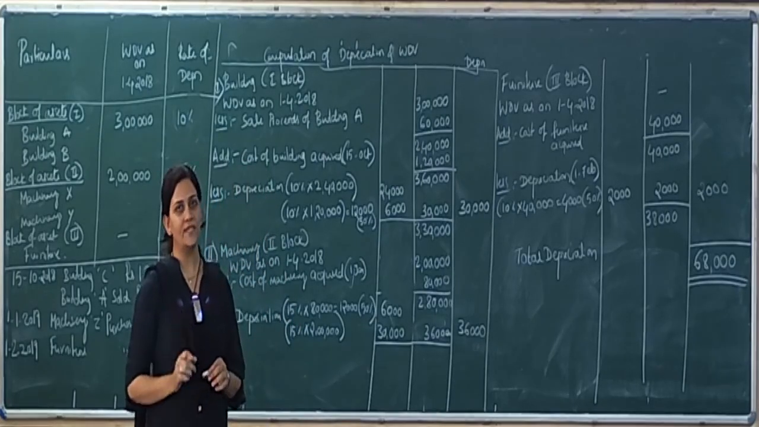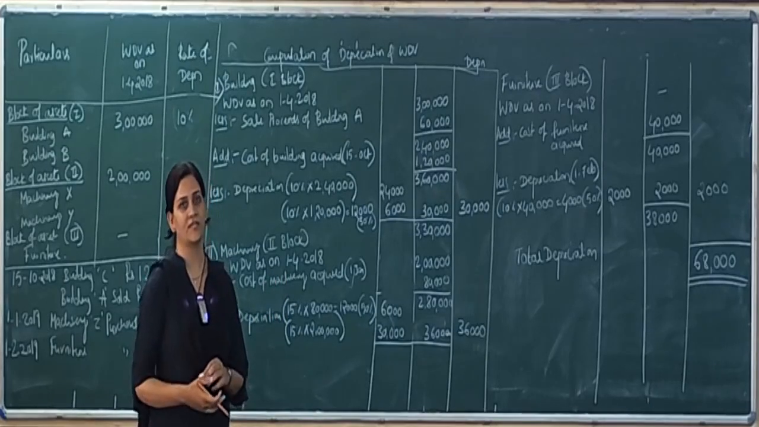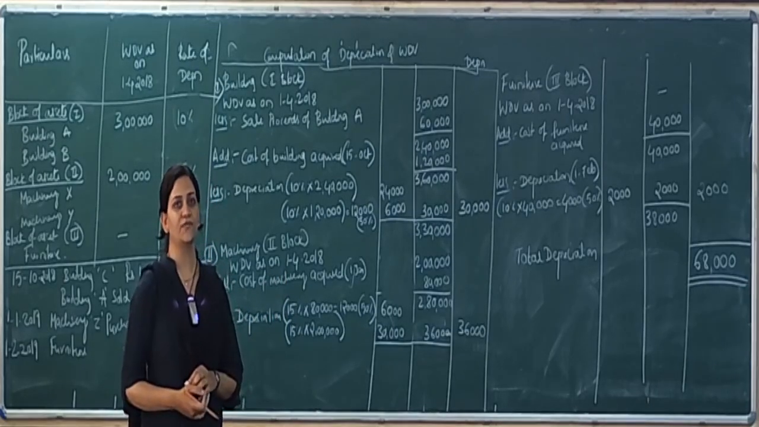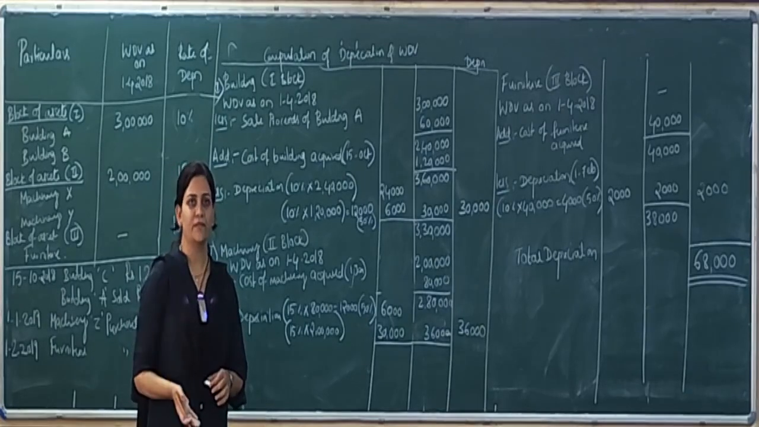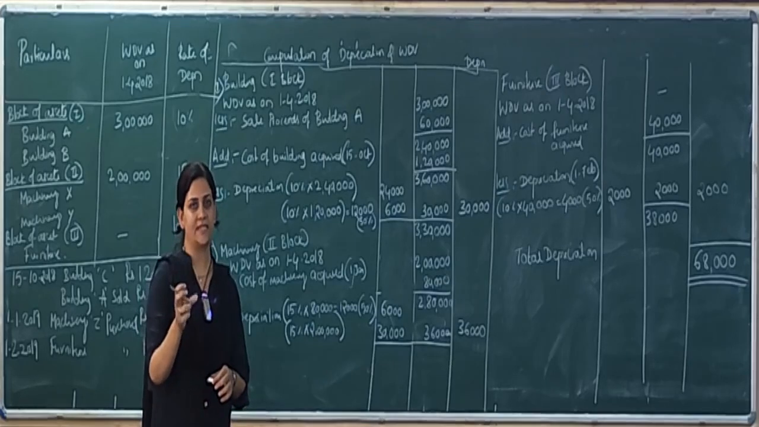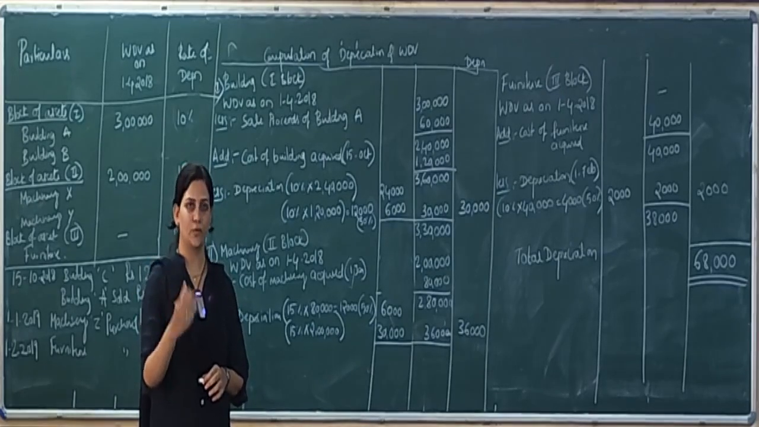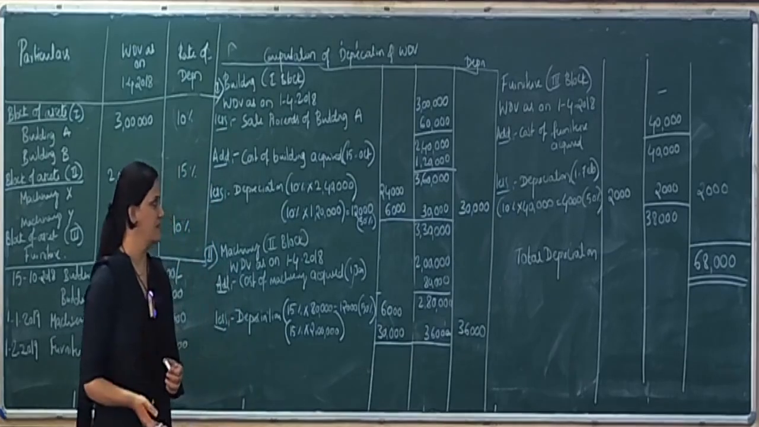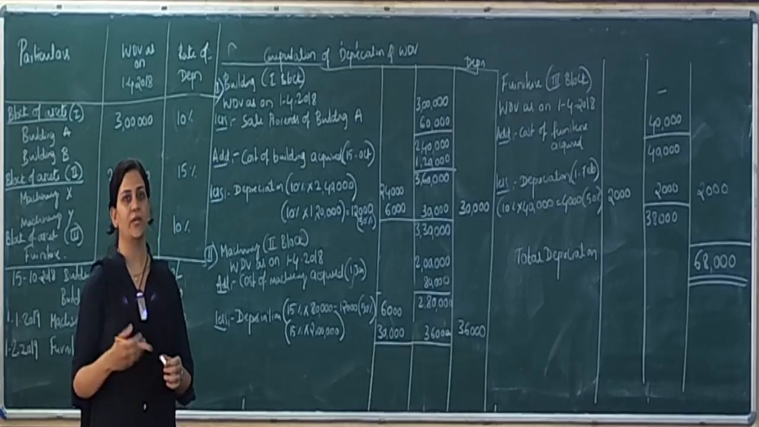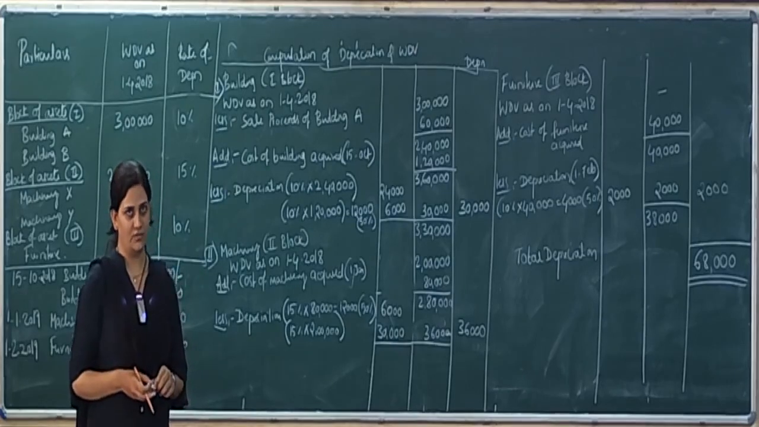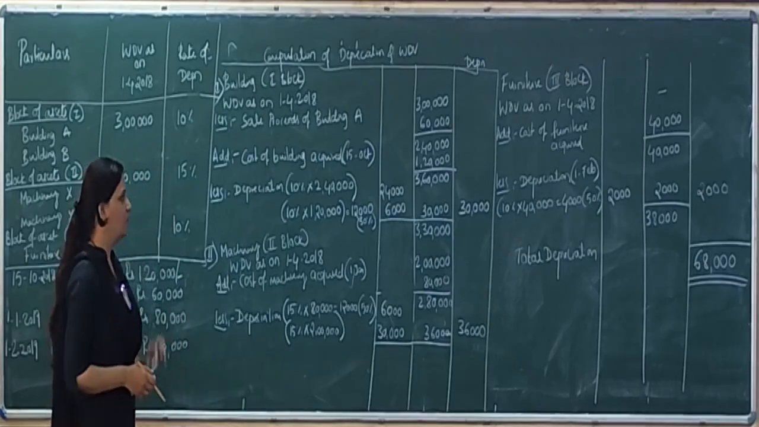So while calculating depreciation or while charging the depreciation, always consider the number of days, that is, how many days the particular asset is being used. If it is used for less than 180 days, then we are going to provide half of the percentage of the rate that is given in the problem. So 50% of the rate of depreciation we are going to charge, and if it is used for more than 180 days, then we are going to provide the full depreciation on a particular asset.